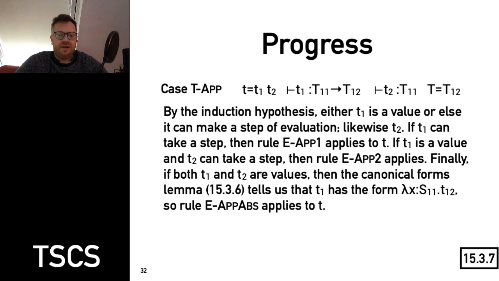And finally, both are values. Then you use the canonical forms lemma that tells you that T1 has this form, and so the E-AppAbs rule applies. So you have the three cases: either the function itself can be progressed, or the argument can be progressed, and if both cannot be progressed anymore, then you have this form. Then you have that T1 is of the form lambda x of type S11 dot T12. So the E-AppAbs rule applies to it.